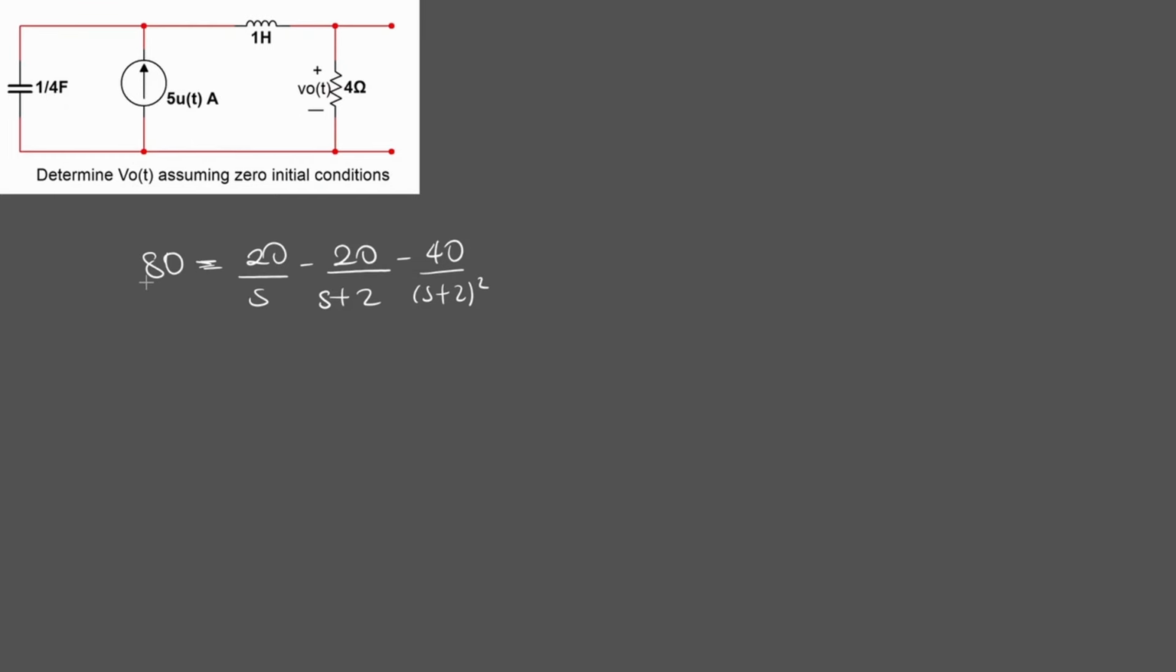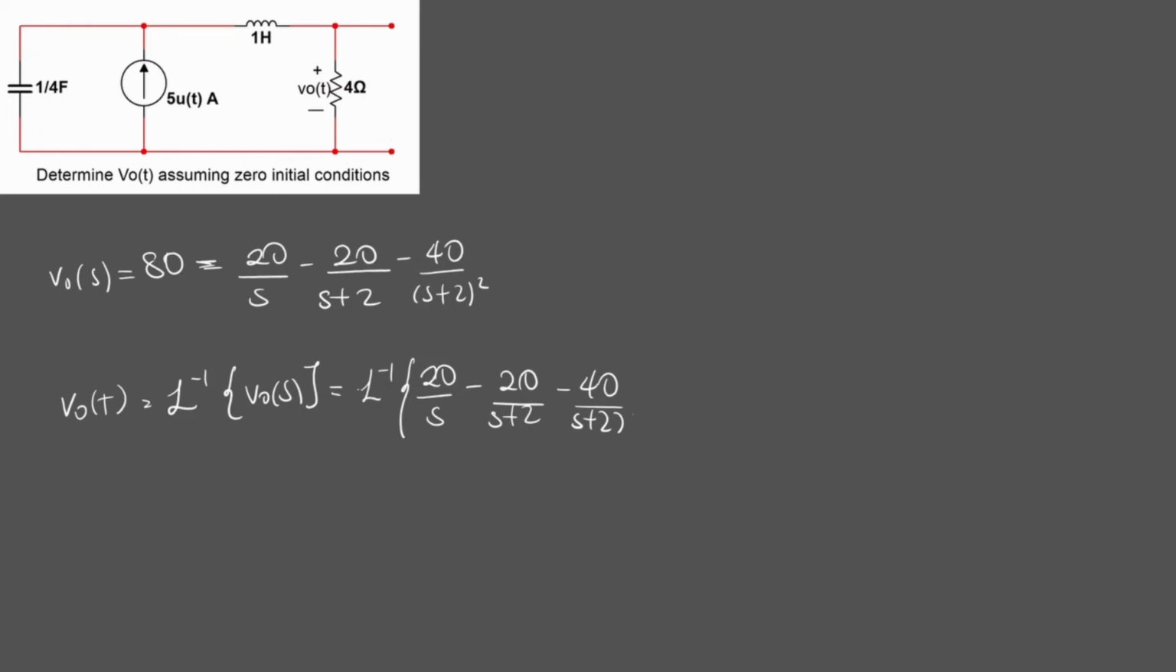So recall this is V naught as a function of s. So V naught as a function of time, you guessed it, is going to be the inverse Laplace transform of V as a function of s. So that's going to be the inverse Laplace of these guys: 20 over s minus 20 over s plus 2 minus 40 over (s plus 2) all squared. A cool property of the transform is that it's the same as taking each of these guys independently.